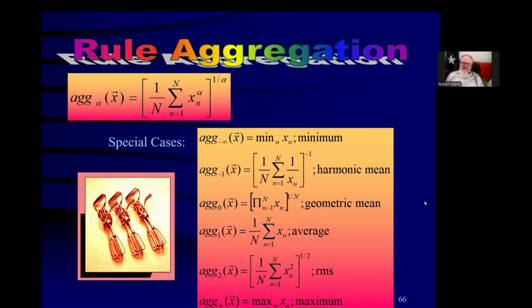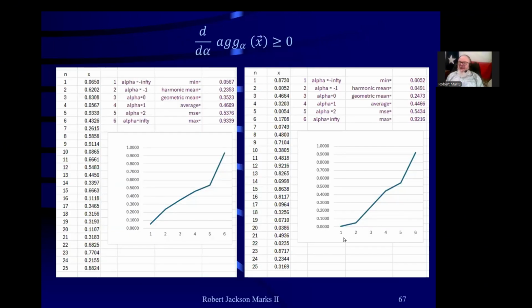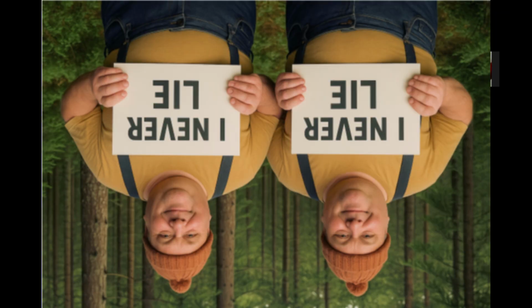Now you've seen this slide before. Let's go to the next slide here. What I did, I wanted to have some fun. I just generated some random numbers between 0 and 1 using a random number generator, and I did it on the right. And the interesting thing, as you can see on the top of the screen, is that the aggregation operation has a first derivative with respect to alpha that's always greater than or equal to 0. In other words, it's always monotonic as you increase alpha.